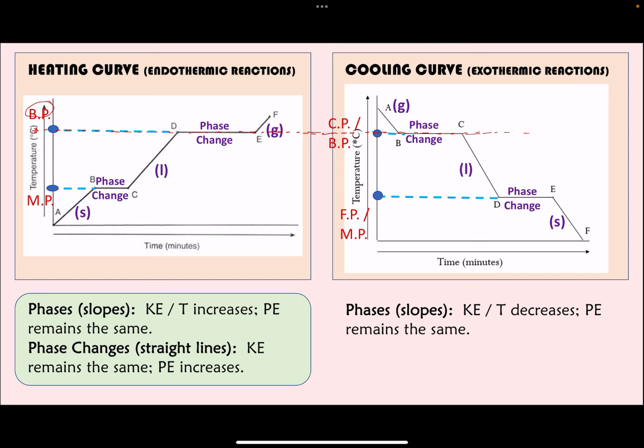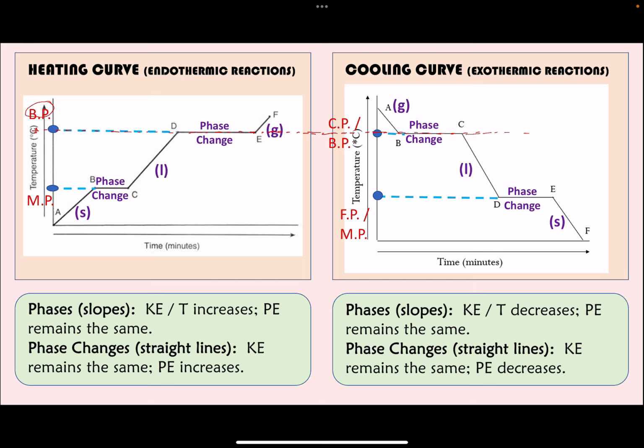On the cooling curve, however, it's going to be the opposite. Now at the phases, our temperature is going to decrease because this one is the exothermic reaction. So we are releasing heat, which means kinetic energy also decreases. Potential energy remains the same, but when we have the phase changes, now kinetic energy remains the same and potential energy decreases.